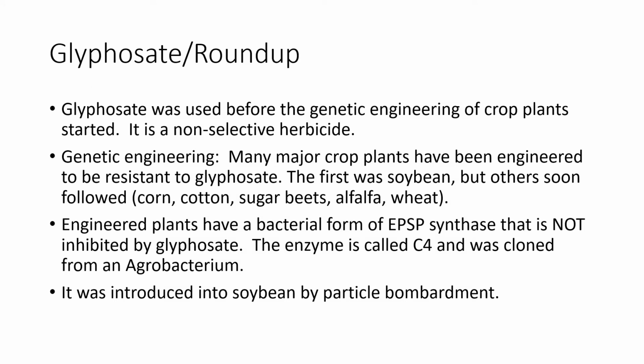Okay. So many crop plants now have been engineered to be resistant to glyphosate. The first was soybean, but others soon followed: corn, cotton, sugar beets, etc. And what they have been engineered to contain is a bacterial form of the enzyme that is not inhibited by glyphosate. The enzyme is called CP4 and was cloned from an Agrobacterium. So this is not a manipulated molecule. This is a naturally occurring molecule, which has been introduced into plants to allow the plants to survive the presence of the herbicide.